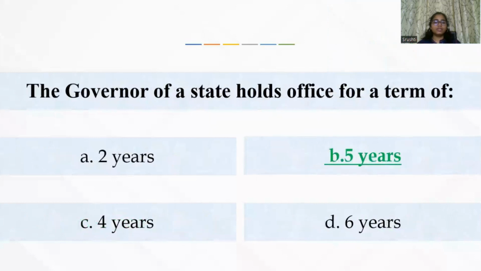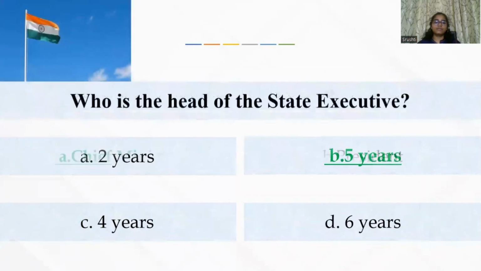The third question is, the Governor of a state holds office for a term of option A, 2 years, option B, 5 years, option C, 4 years, and option D, 6 years. The correct answer is option B, 5 years. The Governor of a state holds the office for a term of 5 years.